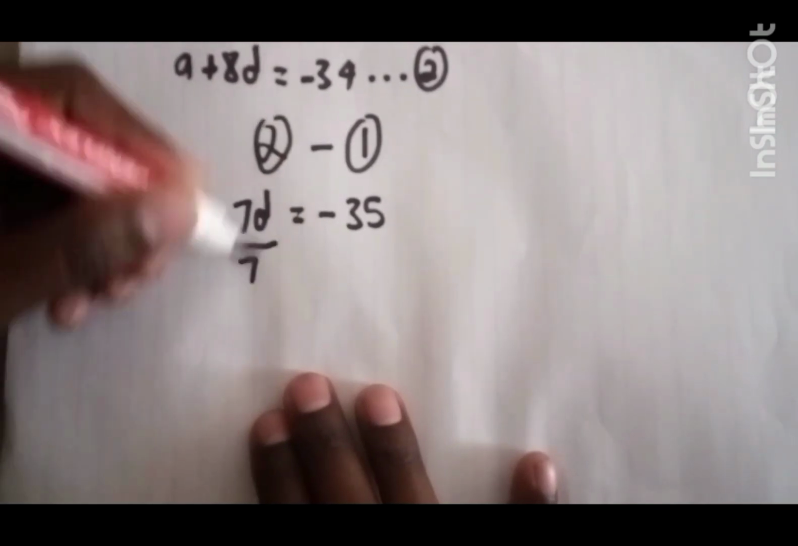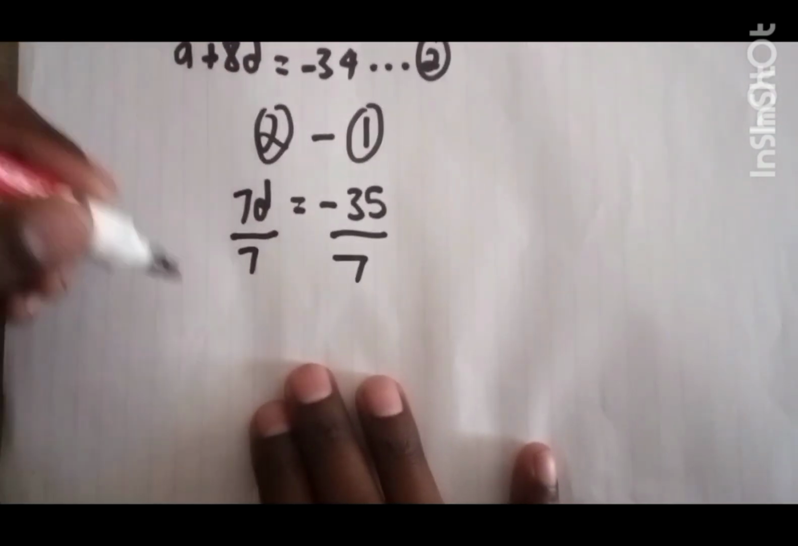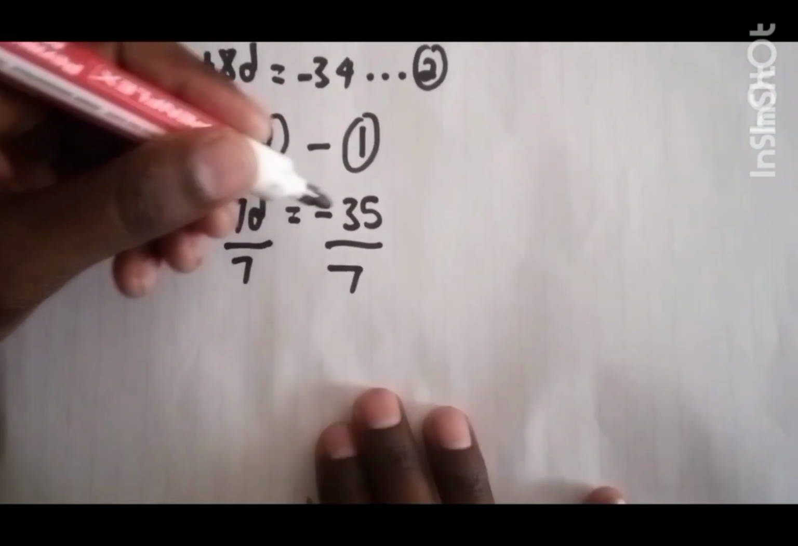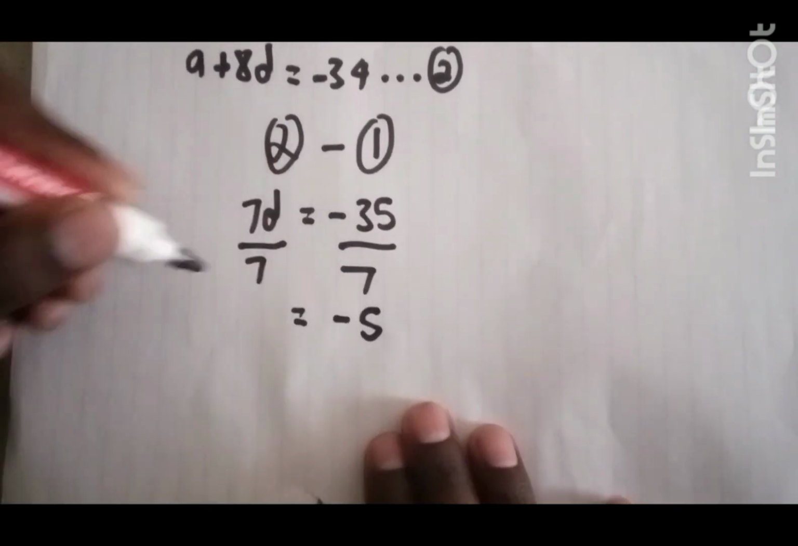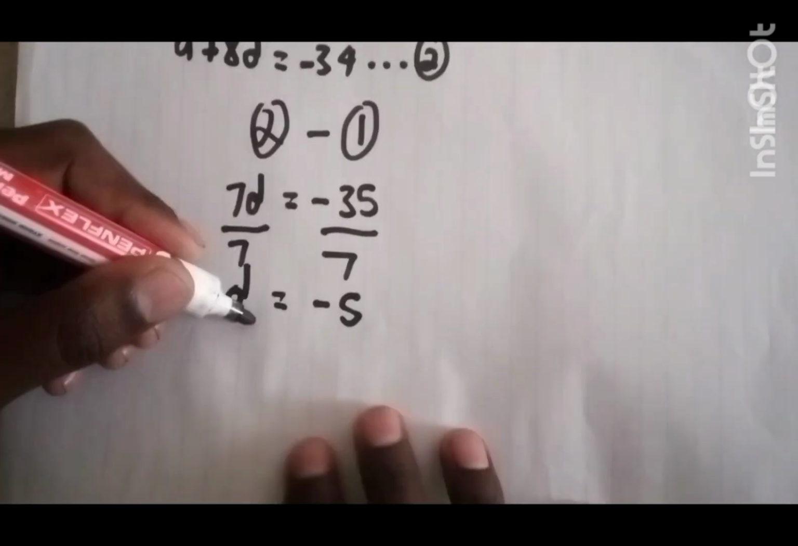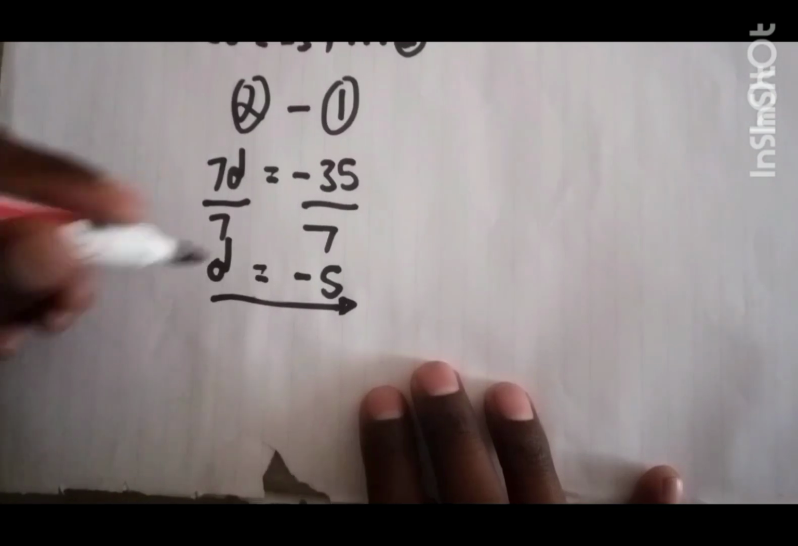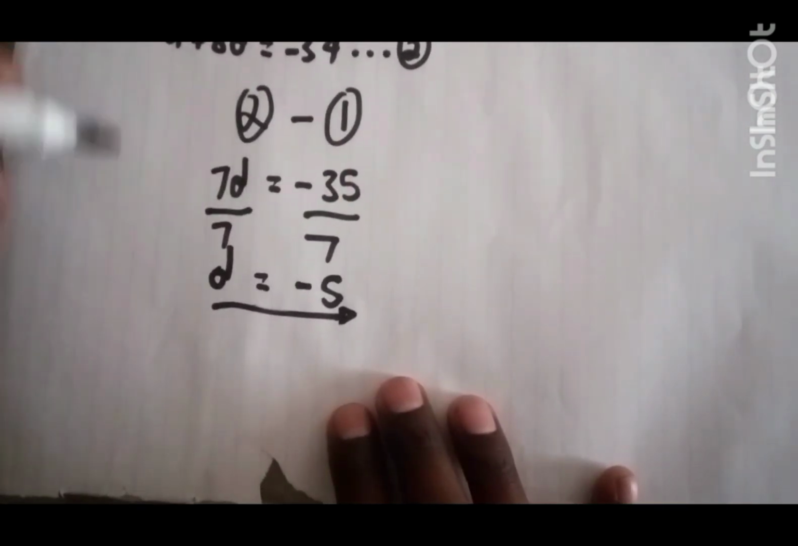Divide both sides by 7. So 7 and 7 cancel out. Negative 35 divided by 7 is negative 5. So d is equal to negative 5. Now we have a value of d, which is our common difference. How can you find a?